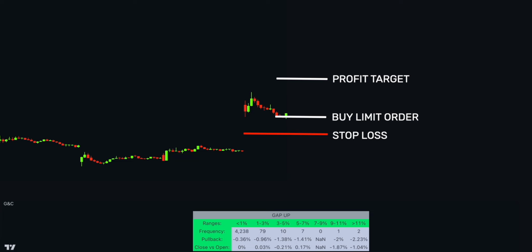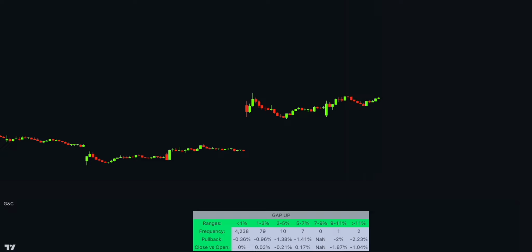Set the stop loss in the middle of the gap and a target of 2 times the risk. This trading strategy can be applied to short trades too. Just use the opposite rules.